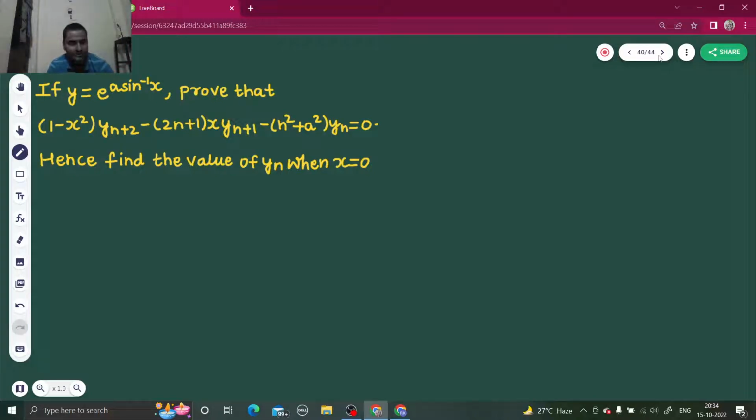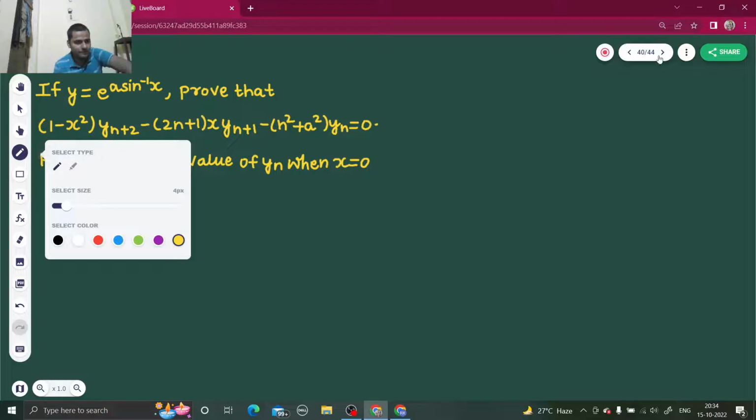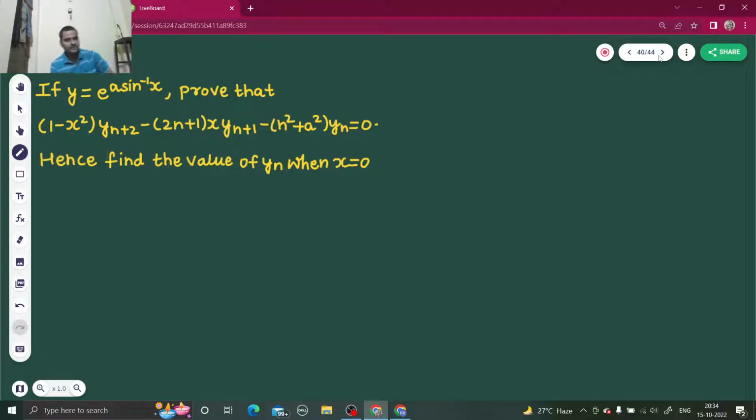Namaskar. So today we are going to solve one more question from differential calculus and the Leibniz theorem. So let's start. It says that if y is e power a sine inverse x, then we have to prove this equation. Hence find the value of yn when x equals to 0. Fine. So let's jump into the question.